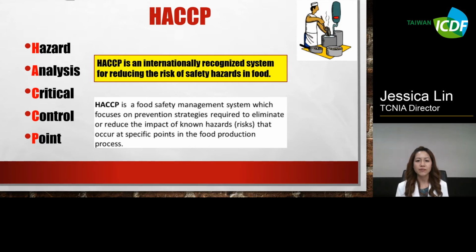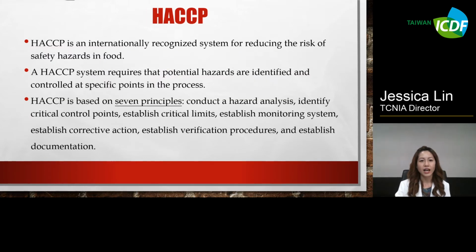HACCP is a food safety management system which focuses on prevention strategies required to eliminate or reduce the impact of known hazards, also known as risks, that occur at specific points in the food production process. So the HACCP system requires that potential hazards are identified and controlled at specific points in the process. And it is based on 7 principles.